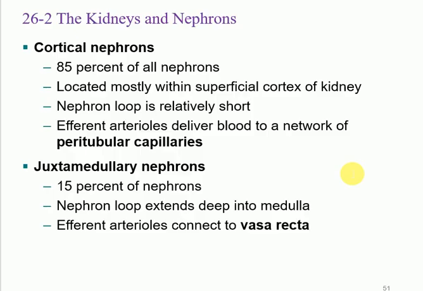Remember the two types of nephrons? What are the two types of nephrons? Cortical and juxtamedullary. Juxta means neighbor, beside. Juxtamedullary, beside the medulla. Okay? Which one is more? 85% are cortical, and only 15% are juxtamedullary. You should remember this. The vast majority are the cortical ones. There is only 15% juxtamedullary.